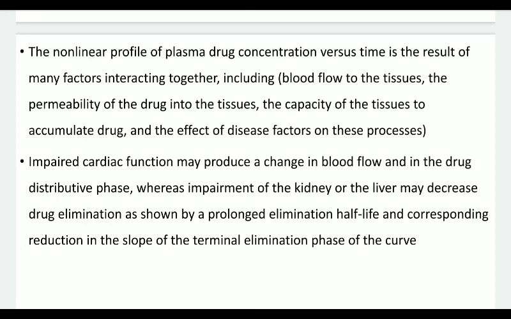Now, two specific conditions have been discussed. If the cardiac function is impaired, then the overall blood flow would be affected and thus the distribution of drug would be less. Similarly, when the kidney or liver is damaged, more and more drug would remain in the active form, and in that scenario it is expected that the tissues have a high concentration of drug.